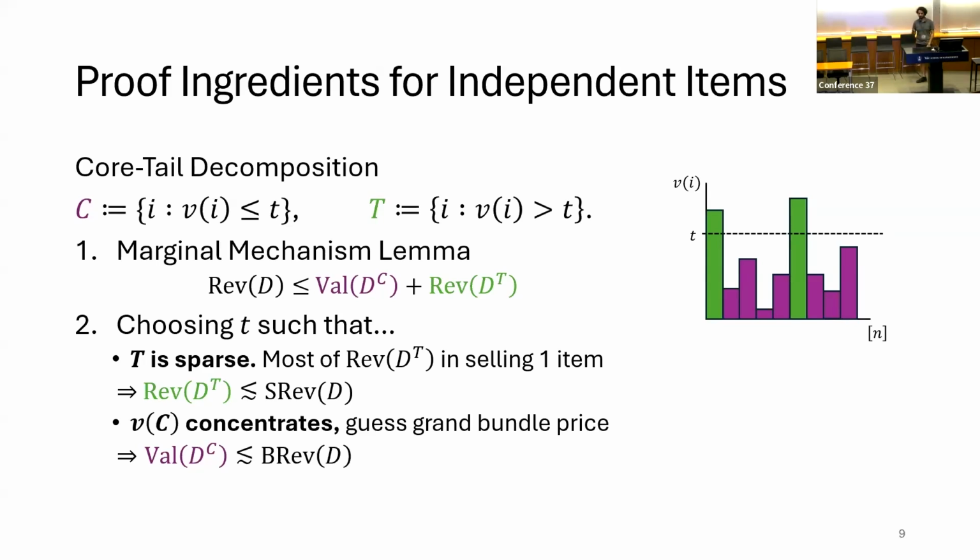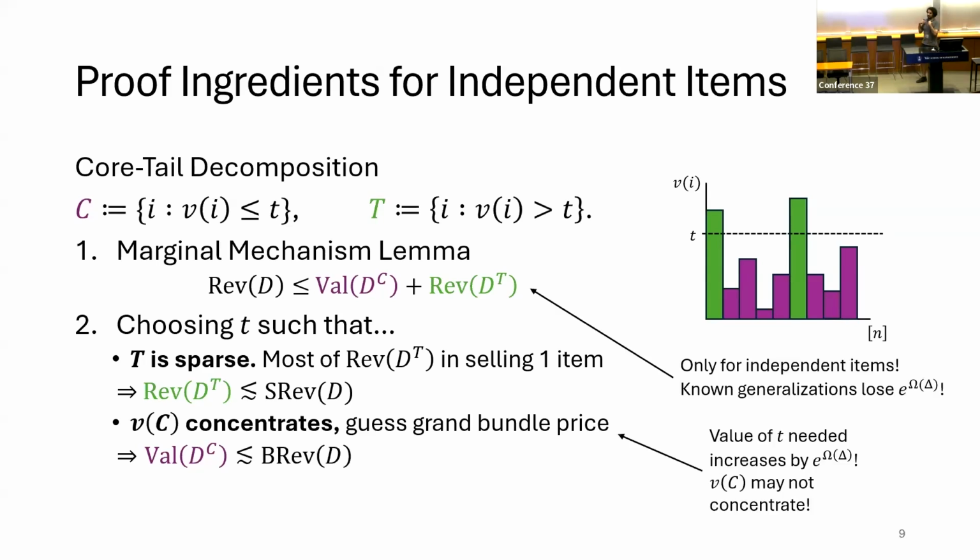Then when we try to take these tools and adapt them to this correlated item setting, we immediately run into some problems. First of all, this marginal mechanism lemma crucially only holds for independent items. So we don't immediately know how to use it for dependent items. Although there are some generalizations for dependent items that have been proposed in the past, in this setting they cause us to lose an e to the order delta factor due to some conditioning.